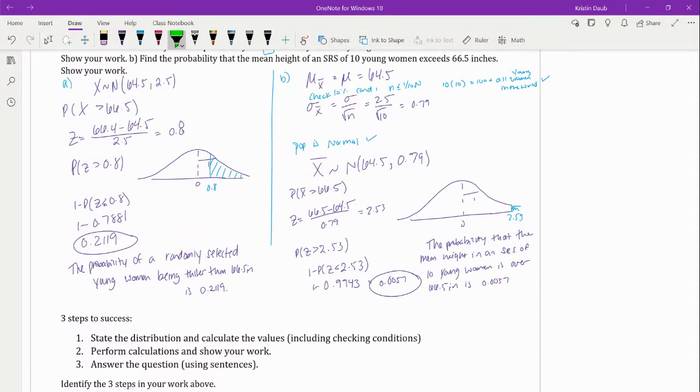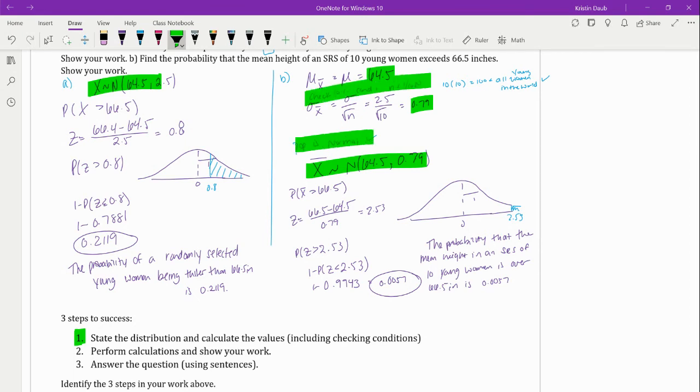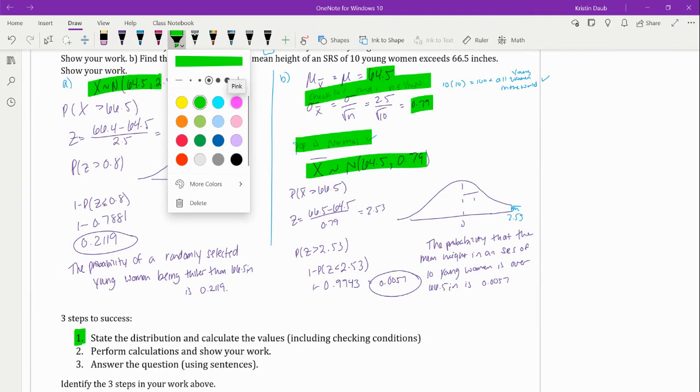So what I'm going to do is put my 3 steps to success here, highlighted in different colors. I'm going to highlight step 1 in green. Stating the distribution, that comes right here where we find our distribution. Calculating the values, that's going to be up here. We didn't have to calculate any values for part A, but I did have to calculate some values for part B, and I did have to check some conditions here for part B. Next thing I need to do is perform the calculations. So that's going to be like finding your z-score.